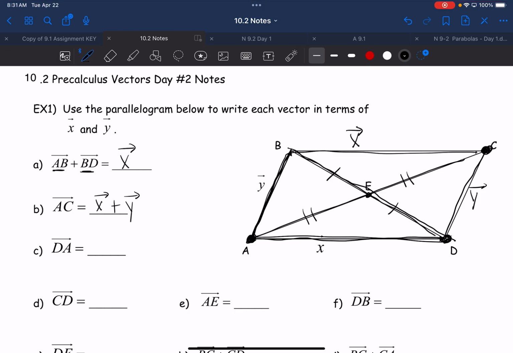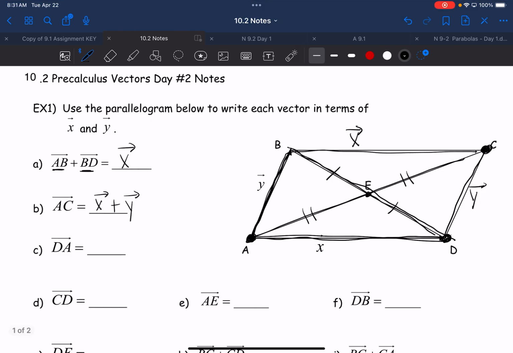All right. Then it asks us to find vector DA. Well, that would be from point D back this direction. Remember, our vector x was traveling this way. How do we make it go in the opposite direction? A negative. So I just put a negative in front of vector x. Good. What about vector CD? Negative y. Good.